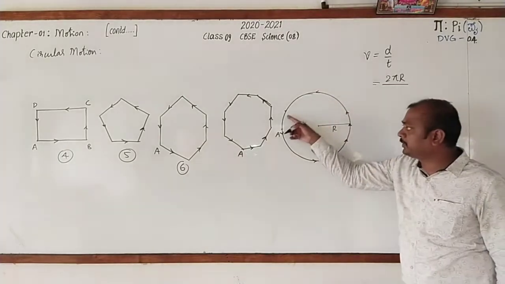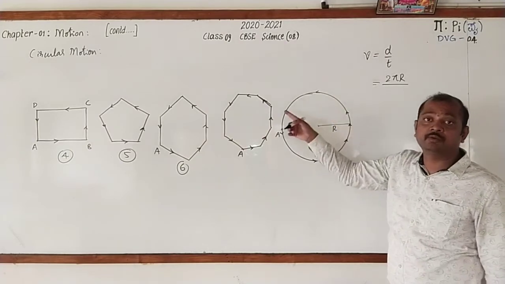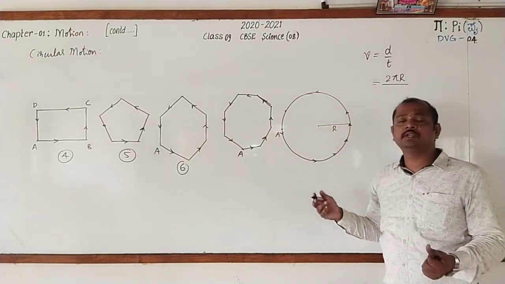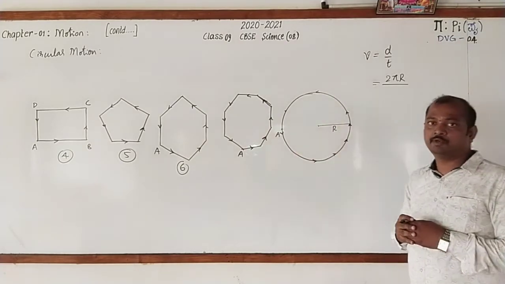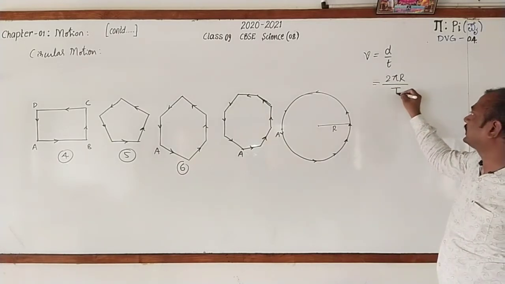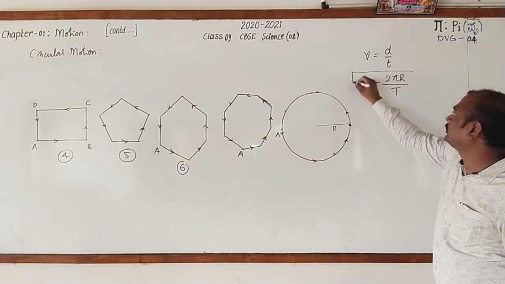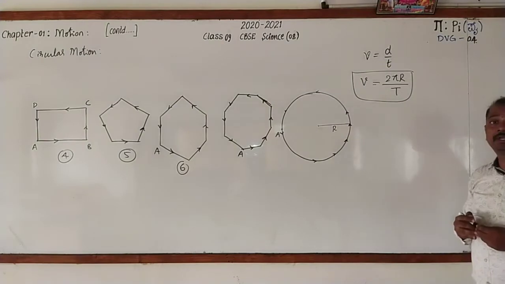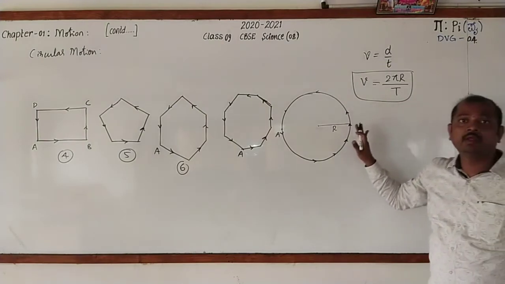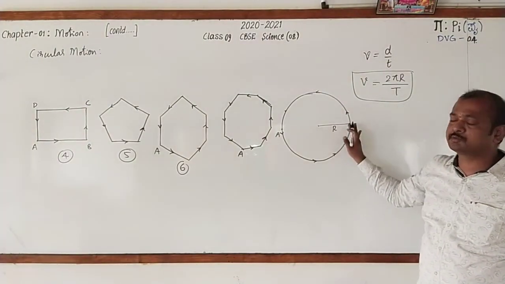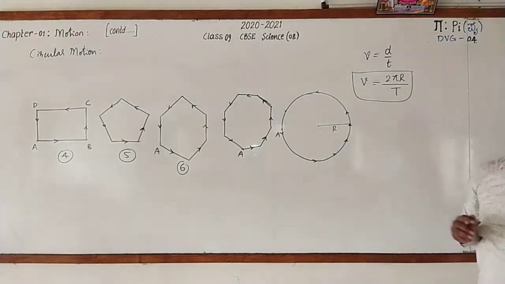And the time taken by the body to complete one revolution is the period of revolution. It is denoted by capital T. So v equals 2 pi r by T is the formula used to find the velocity or the speed of a body moving in a circular path.